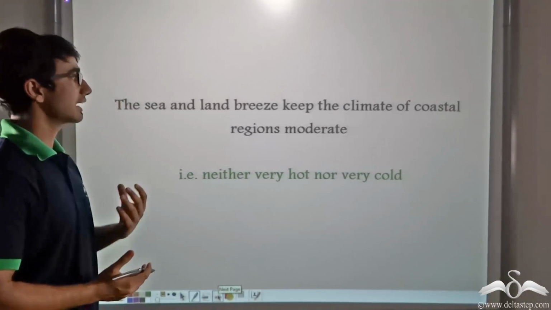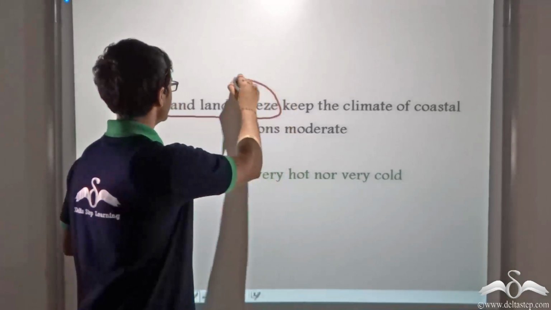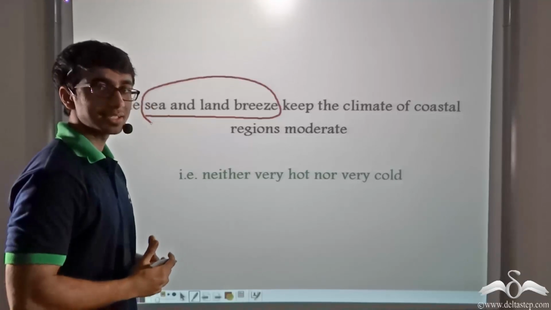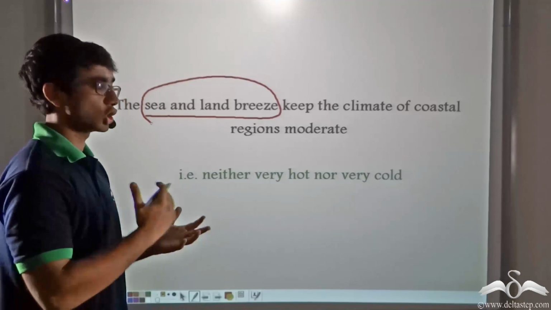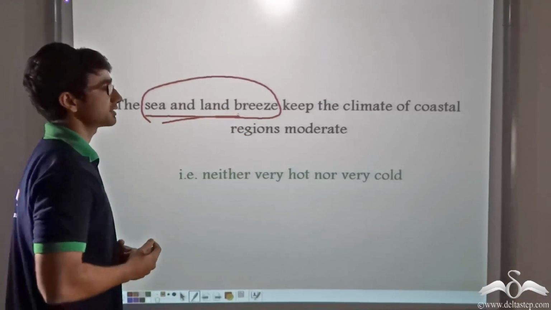So this is how the climate of coastal regions is kept moderate by sea breeze and land breeze. When I say moderate, I mean that the temperature is neither very hot nor very cold thanks to the processes of sea breeze and land breeze.